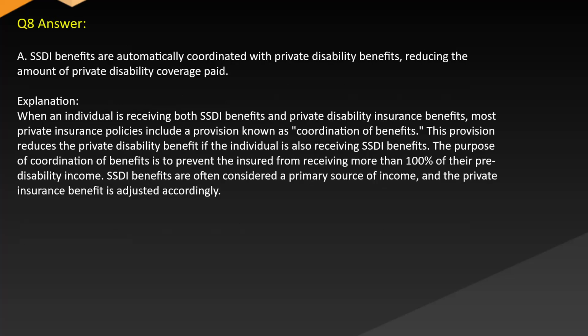Answer: A. SSDI benefits are automatically coordinated with private disability benefits, reducing the amount of private disability coverage paid. Explanation: when an individual is receiving both SSDI benefits and private disability insurance benefits, most private insurance policies include a provision known as a coordination of benefits. This provision reduces the private disability benefit if the individual is also receiving SSDI benefits. The purpose of coordination of benefits is to prevent the insured from receiving more than 100% of their pre-disability income. SSDI benefits are often considered a primary source of income, and the private insurance benefit is adjusted accordingly.